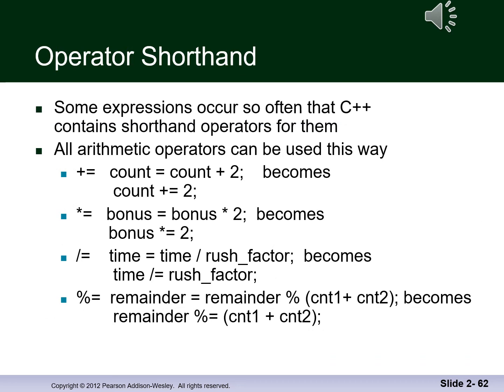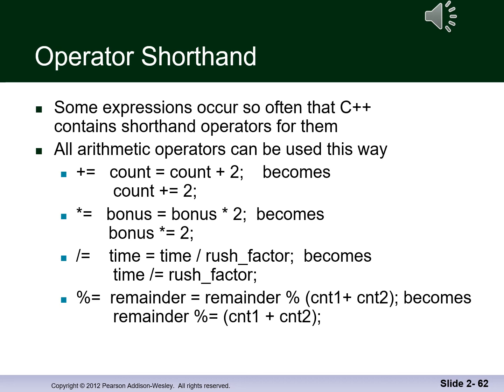Some expressions are used so frequently that C++ contains shorthand operators to make these sequences easier to type and more compact. The most frequently used arithmetic operator is the plus and a counter, where the counter gets incremented each time you run through a loop. And I know we haven't gotten to loops yet, but just trust me on this one. So plus equals. Let's cover that first.